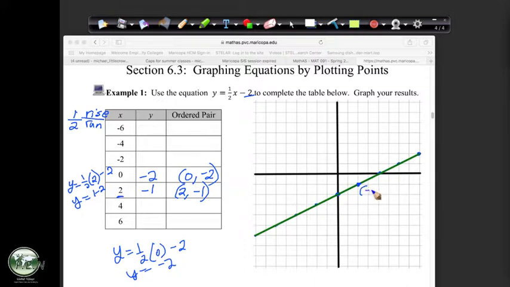Okay. So what did we do? We put in positive 2, we got negative 1. Do you think that's going to work if we plug in 4? If we plug in 4, 1, 2, 3, 4, do you think we'll get 0? Yeah. We better, because we look here and it's on the line. So unless Little Crow has just made all this up, it better work. When we put in 4, y equals 1/2 times 4 minus 2. 4 divided by 2 is 2. 2 minus 2, oh shoot, that's 0.